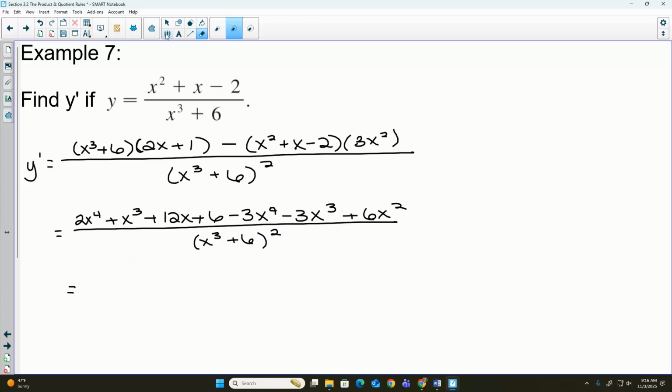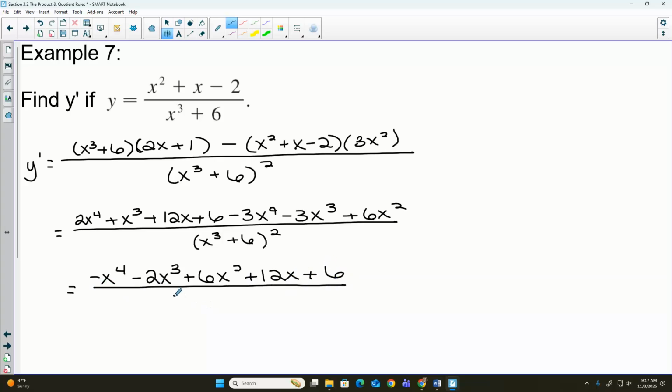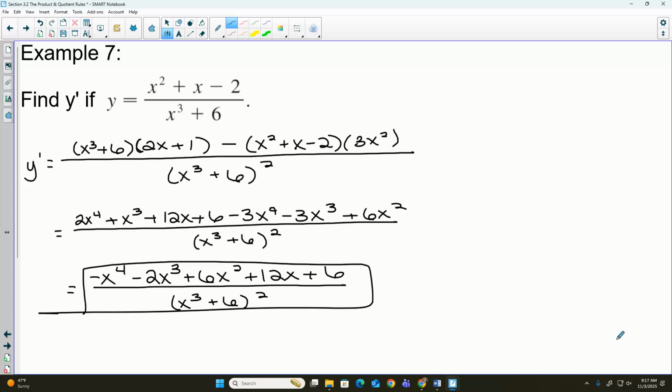So all together, we get negative x to the fourth minus 2x cubed plus 6x squared plus 12x plus 6 over the denominator. Questions on that one?